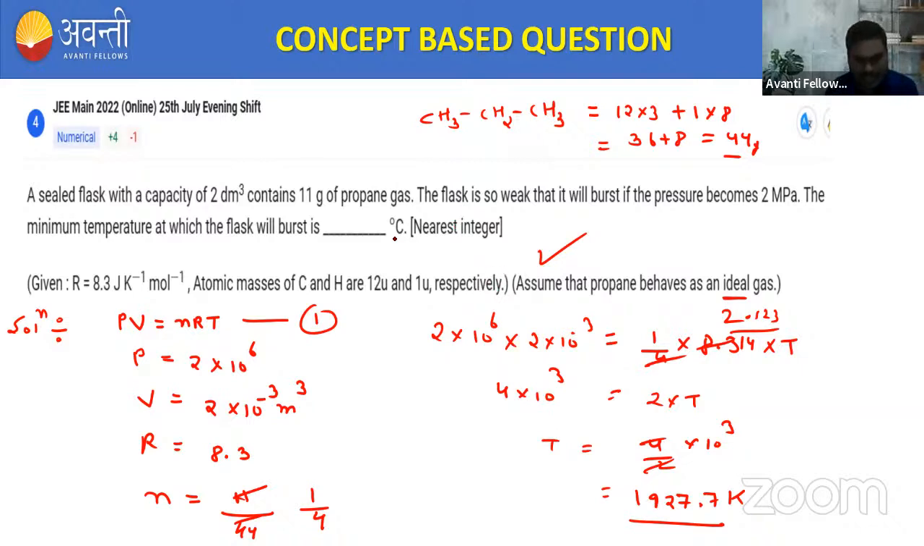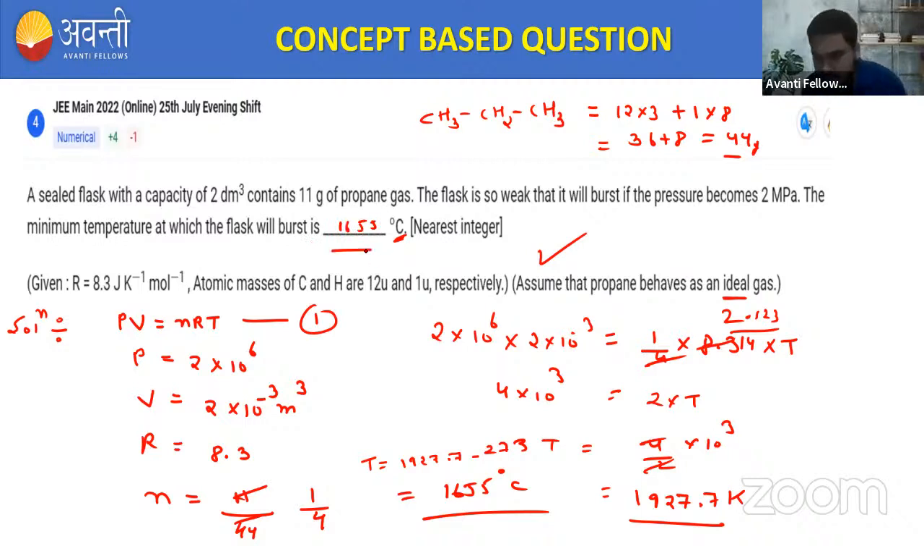In degree Celsius, they are asking. They are asking in the degree Celsius. So for the degree Celsius, you just subtract the value. So क्या करोगे? That is 1927.7 minus 273. So the value comes out to be 1655 degrees Celsius. ठीक है, 1655 डिग्री सेल्सियस. सो ये हो गया 1655 डिग्री सेल्सियस.